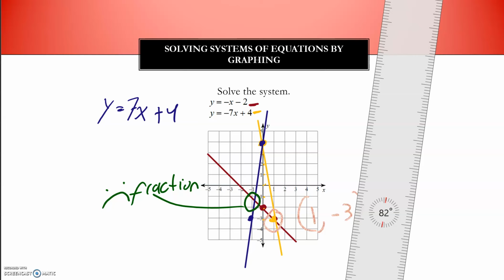You never want to guess. You never want to just say, oh, if it's in a space, it must be 0.5 or something like that. That's not a thing. So again, graphing is nice. Graphing is easy when it works. Sometimes it can be very complicated. So just be aware of that. That's why we have two other methods.